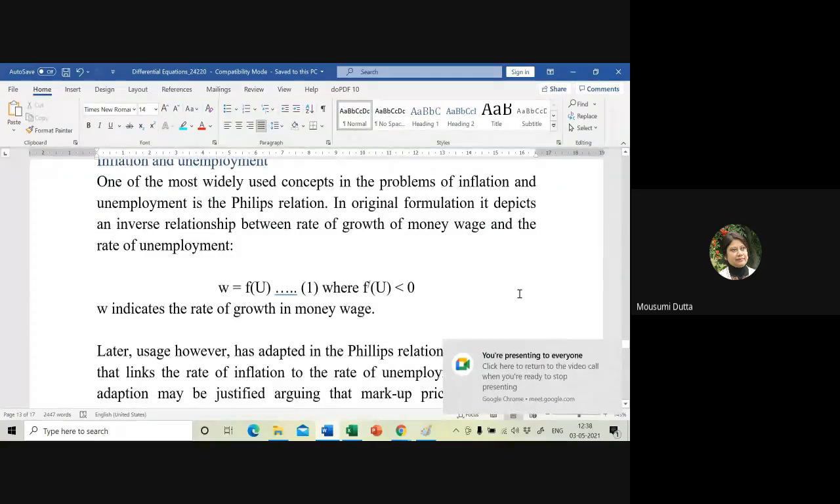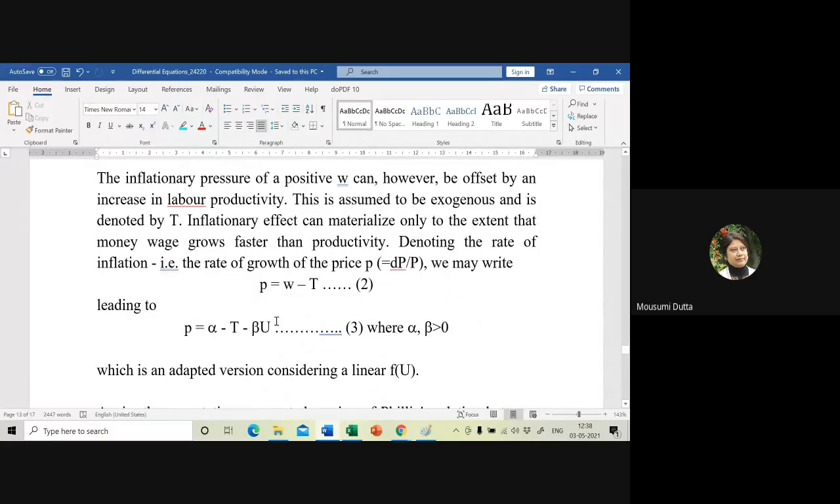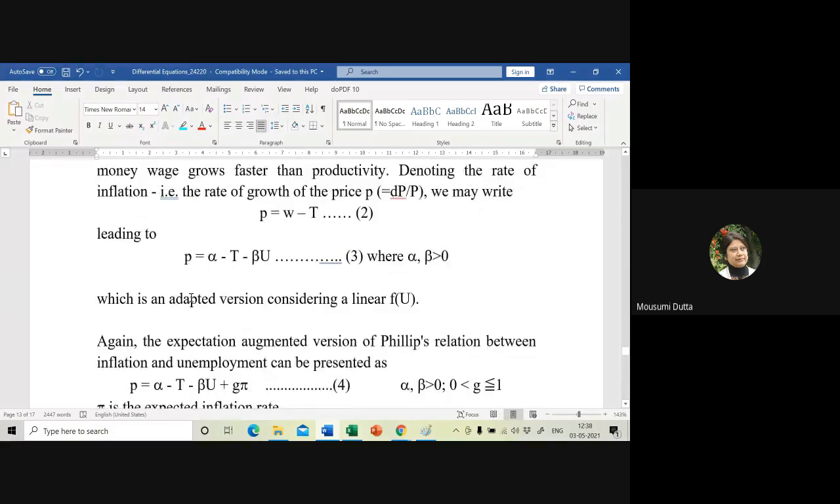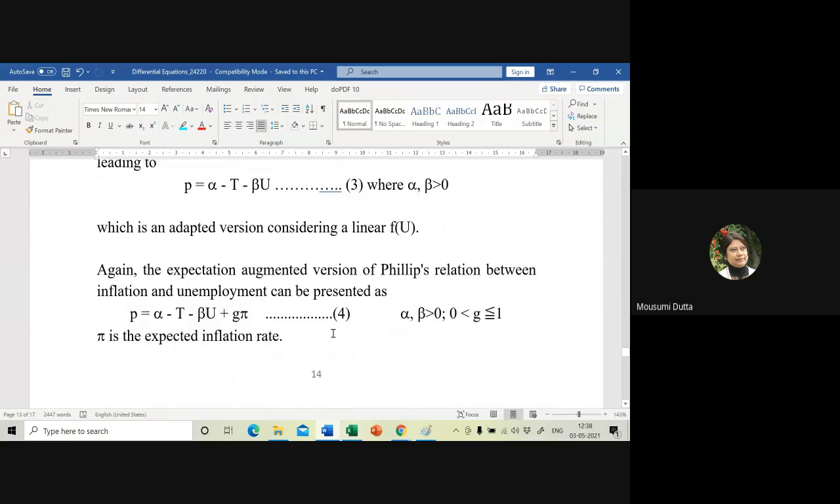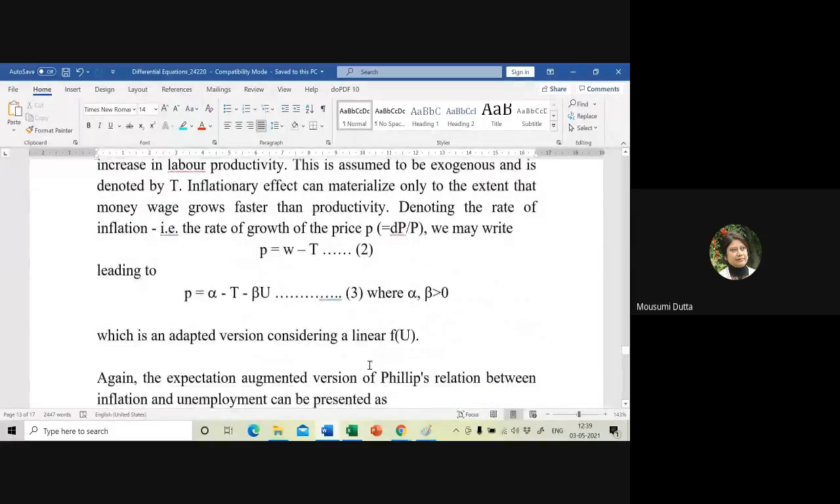Okay, so this is the inflation unemployment setup. You are already familiar with the starting point of the Phillips relation, which is based on wage rate and unemployment rate, and later how Phillips adopted the notion of inflation in this model. I think you are familiar with all these equations, up to equation number 3. In fact, you are familiar with equation number 4 too, when we are considering the augmented version of the Phillips relation, bringing the expected inflation rate into the structure. So can you remember all these equations, 1, 2, 3, and 4?